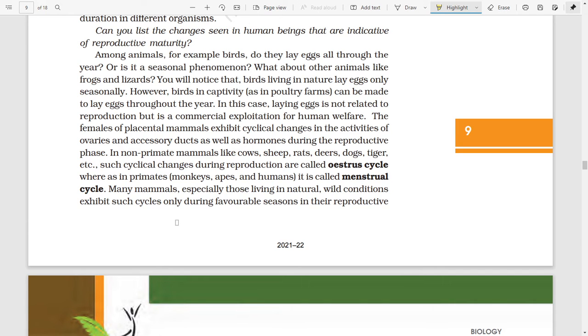In this case, laying eggs is not related to reproduction, but is a commercial exploitation of birds in captivity.